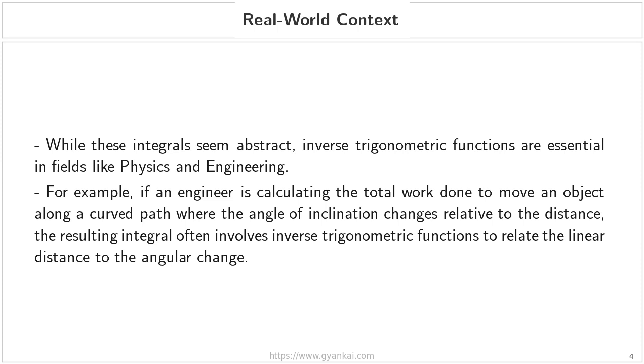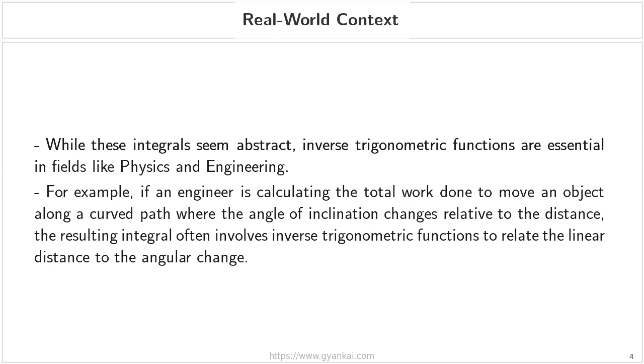In this kind of scenario, when the engineer sets up the integral to calculate the work done, it often involves inverse trigonometric functions. These functions help to establish the relationship between the linear distance the object travels along the curved path and the corresponding change in the angle of inclination. Essentially, they allow us to connect how far something moves with how much its orientation changes.